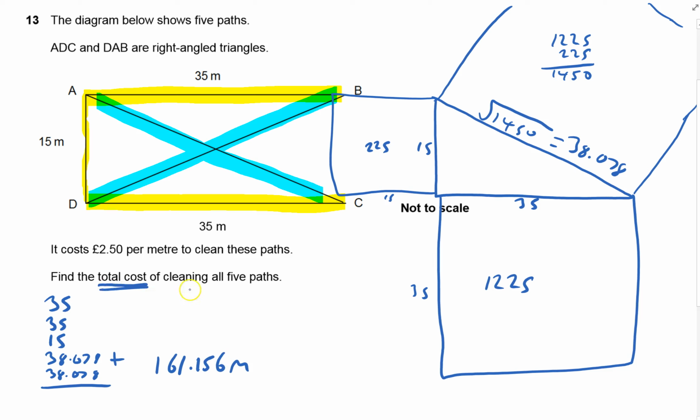It says what's the total cost, and it says it costs £2.50 per metre. So each metre costs £2.50. I've got just over 161 metres, so I need to times that by £2.50 to get a total cost, which is £402.89. And when you give money, always give money to 2 decimal places, unless it says otherwise. And that's question 13 done.